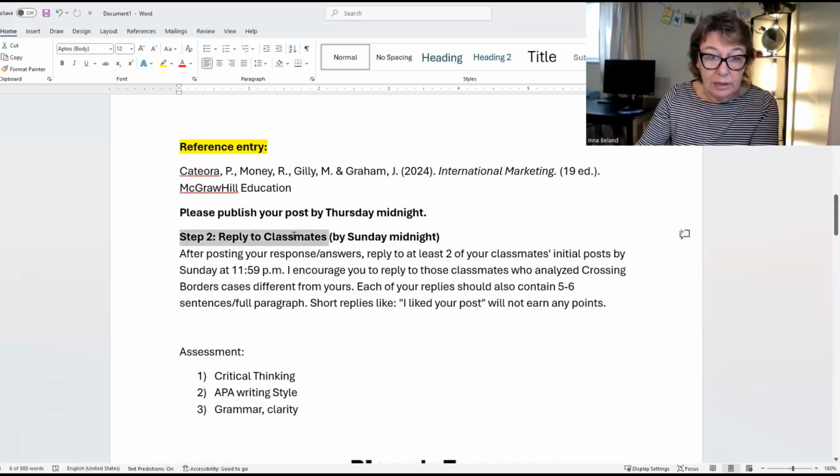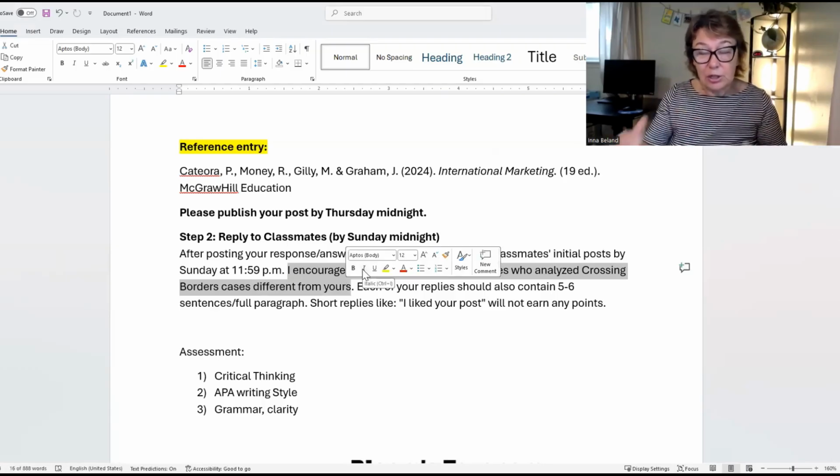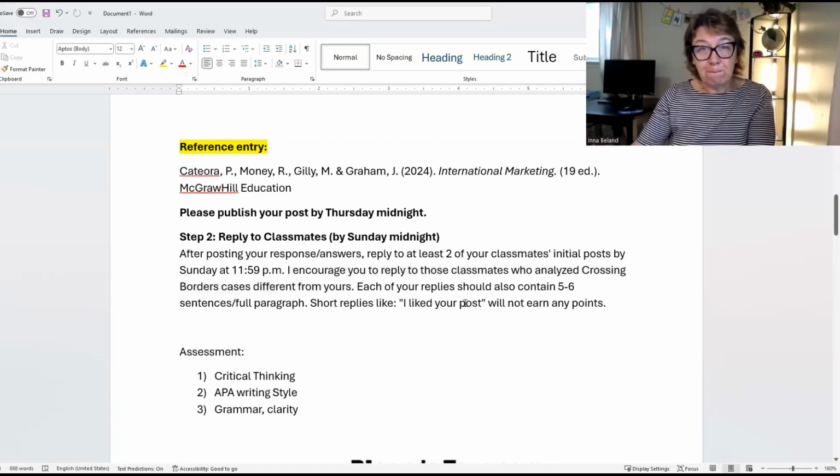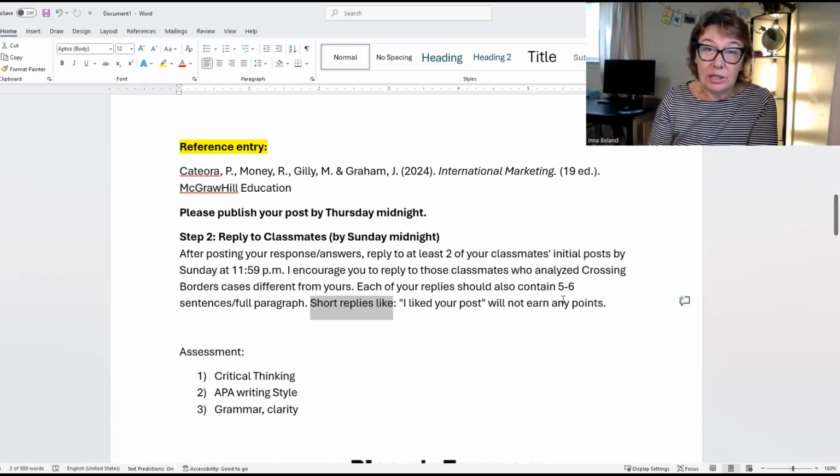And for replies, in this particular case, I encourage you to reply to those classmates who analyze cross-border case studies different from yours. In this case, you will be engaged in the discussion on different case studies. Short replies, like "I like your post," will not earn any points. Of course, your reply post must be substantial. It must be thoughtful, on point, and complete. So it would make sense.